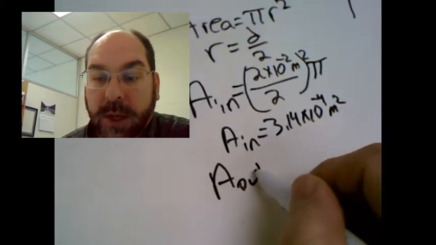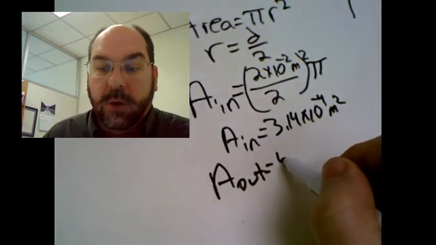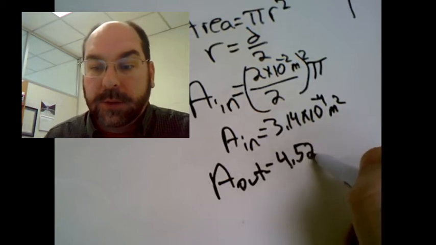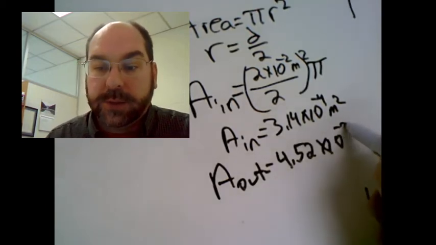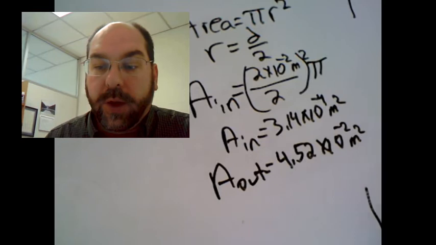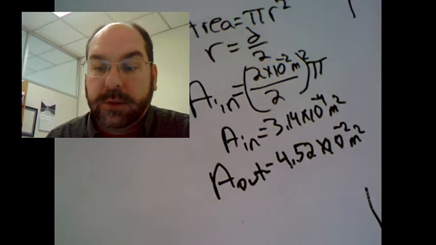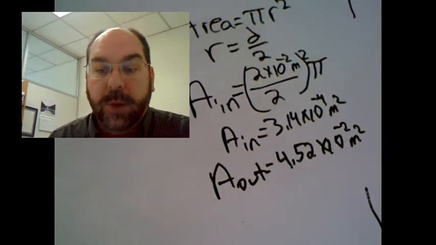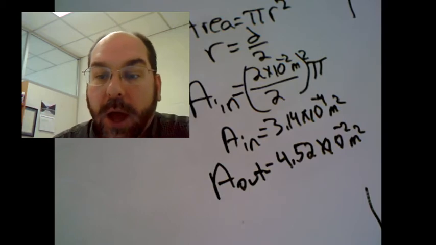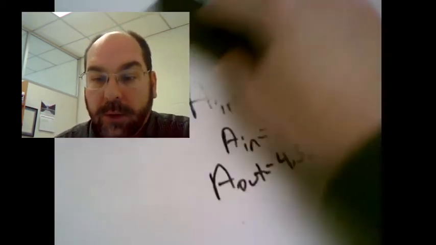Okay, that's cool. Same process with the outgoing diameter, so we just go through that whole process again, and we get 4.52 times 10 to the negative second square meters. Alright, so we have our two areas. That's good. Force in over area in equals force out over area out.